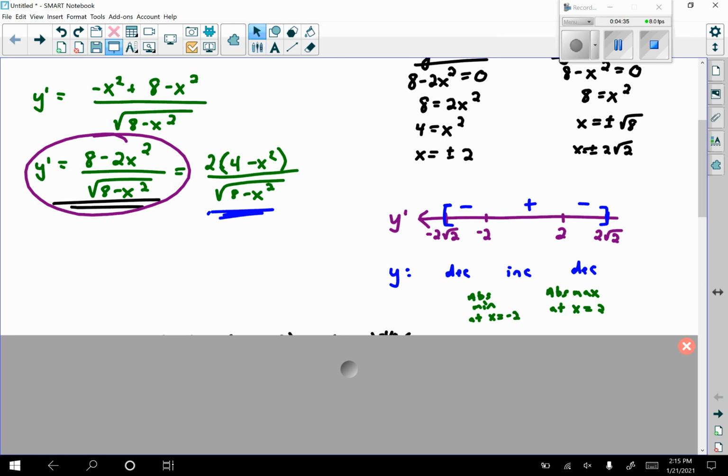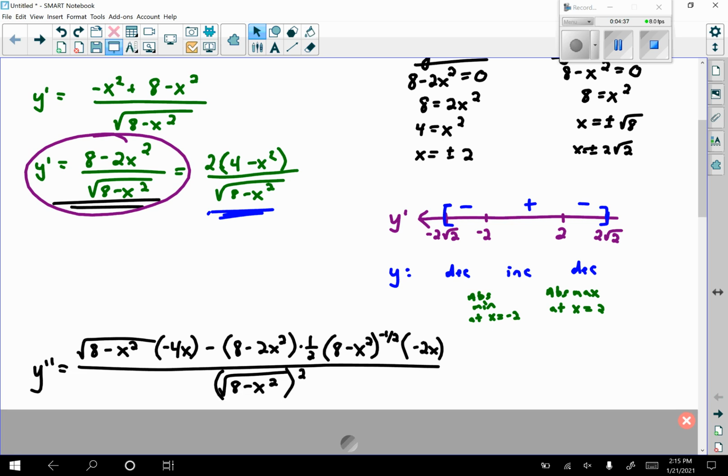So again, low d high. Low is my denominator here. My derivative of my numerator is just negative 4x, minus my high. Now d low becomes, here's that 1/2, times the quantity 8 minus x squared to the negative 1/2 times the derivative of the inside stuff, over low, low, so the square root of this quantity squared.